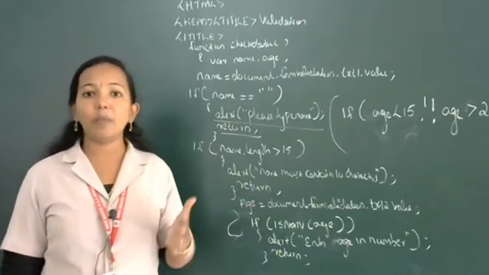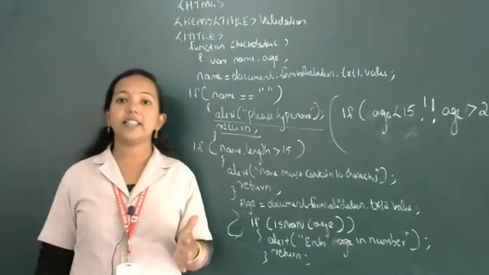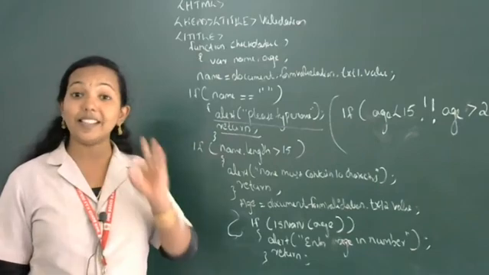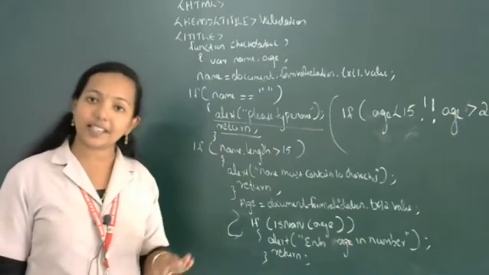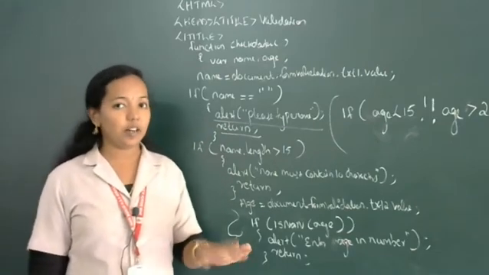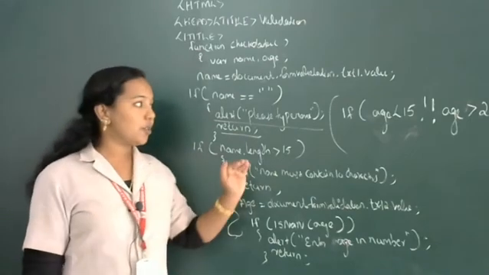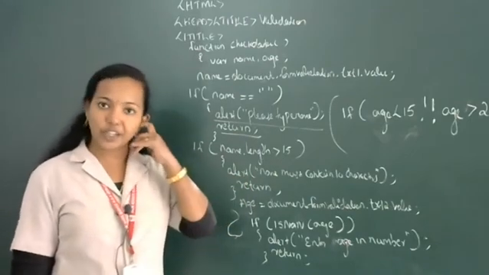That means mobile number dot length is equal to 10. That is the condition. If it is less than 10, then it will not allow. If it is greater than 10, then also it will not allow. So these are the different types of validation statements.